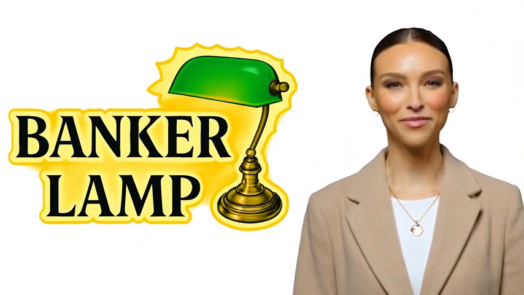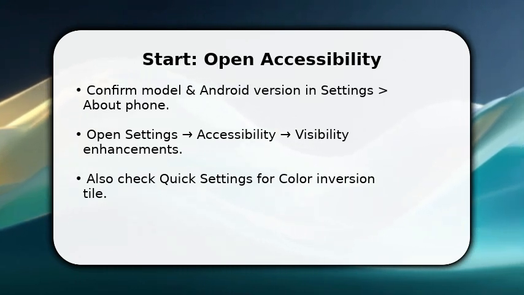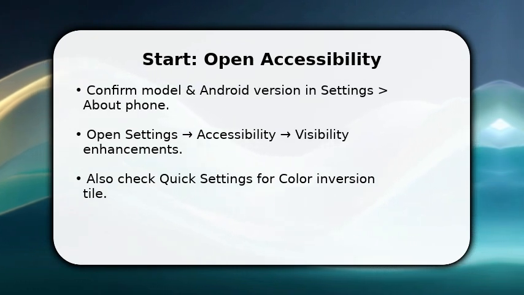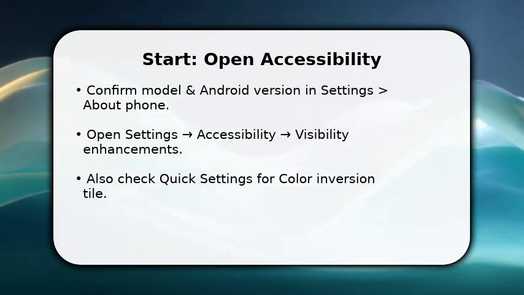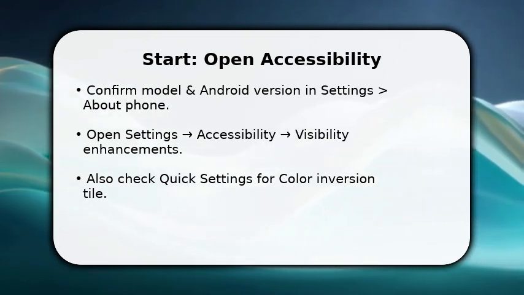Please enjoy the video. You begin by confirming the device model and Android version so you know the exact menu labels. Once done, open Settings, navigate to Accessibility, and then Visibility Enhancements. You do this because Samsung sometimes moves visual toggles by build.